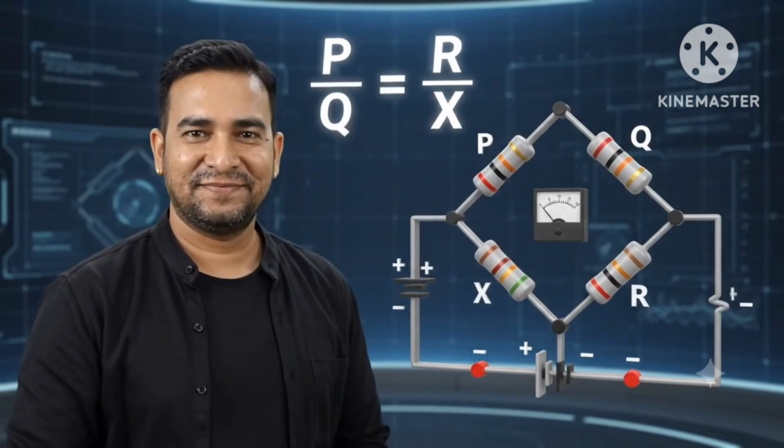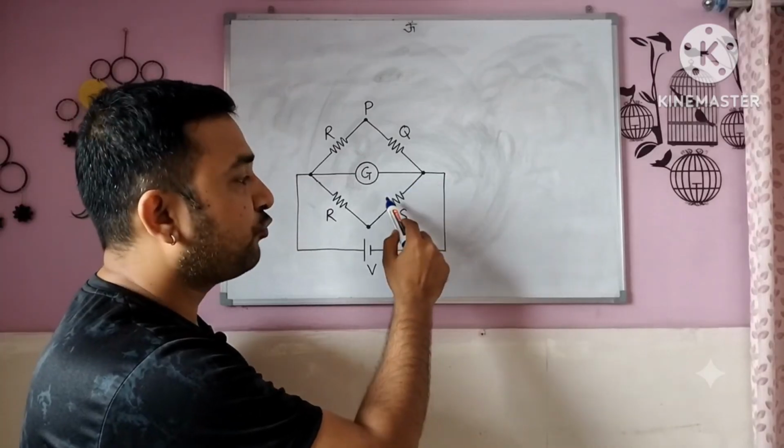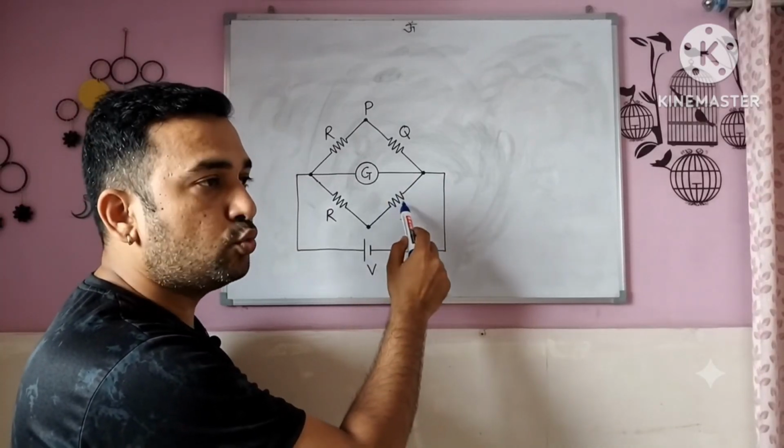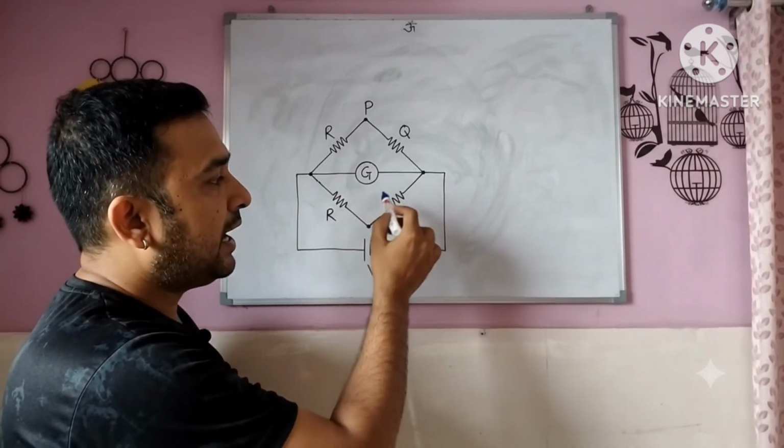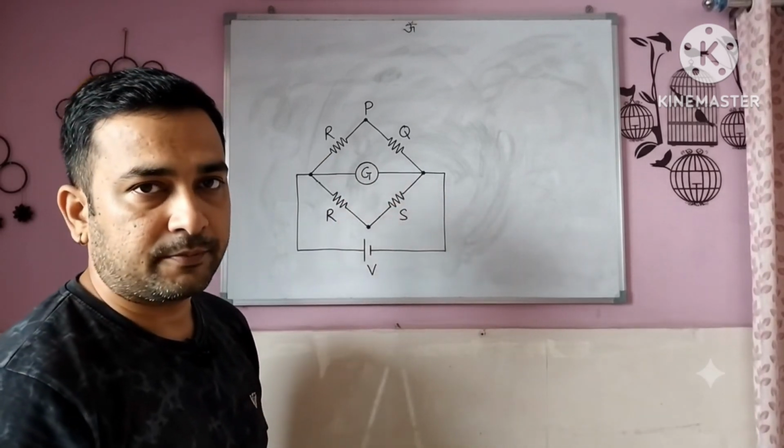Wheatstone bridge. This circuit has four resistances P, Q, R and S. A galvanometer is placed in the middle and a battery to power the circuit. Now in this device, the galvanometer tells us whether a current is flowing between the two junctions.